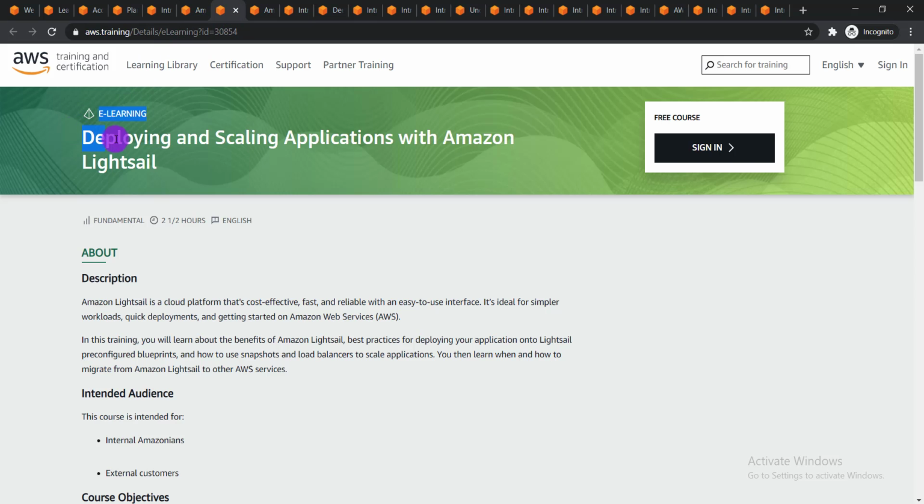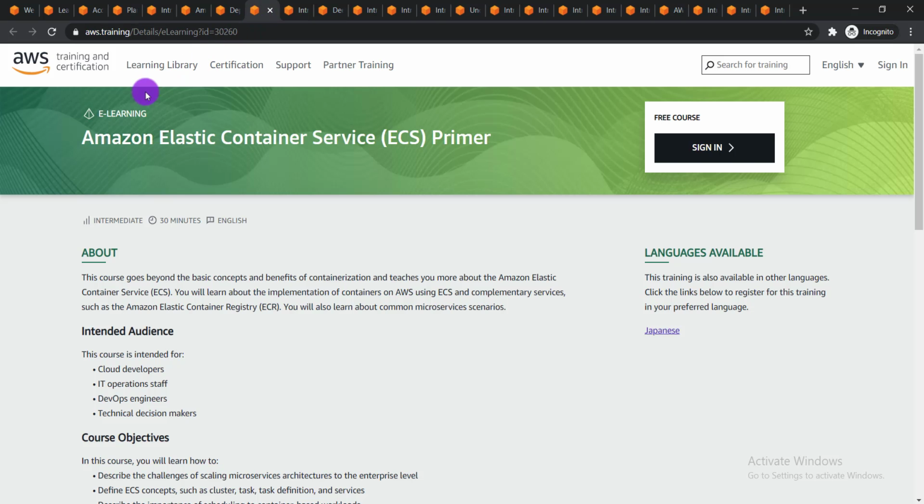The next course is Deploying and Scaling Applications with Amazon Lightsail. It is fundamental course, and the duration of this course is 2 hours. The next course is Amazon Elastic Container Service ECS Primer. It is intermediate level course. The duration of this course is 30 minutes.